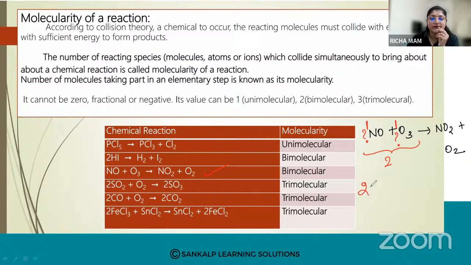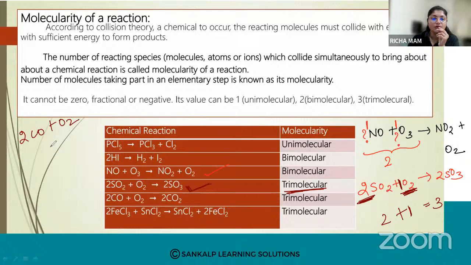Let us go for the next one: 2SO2 plus O2 giving you 2SO3. Let us count the number of reacting species involved. For SO2 it is 2, plus how many molecules of O2? No number, so it is considered as 1. So 2 plus 1 is equal to 3. So 3 reacting species are involved. So it is called trimolecular. Okay, let us go for the next one.